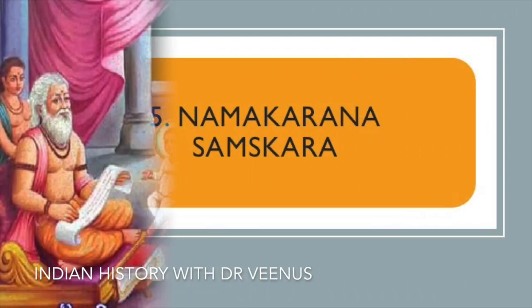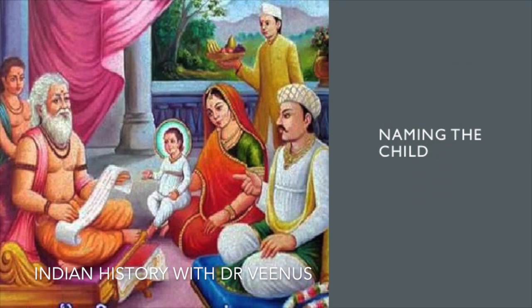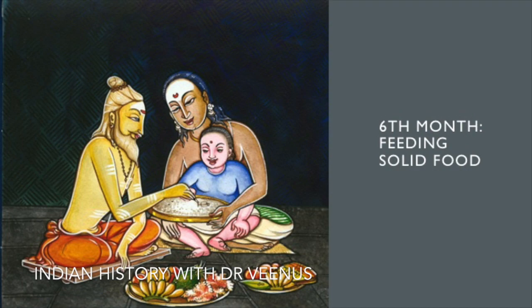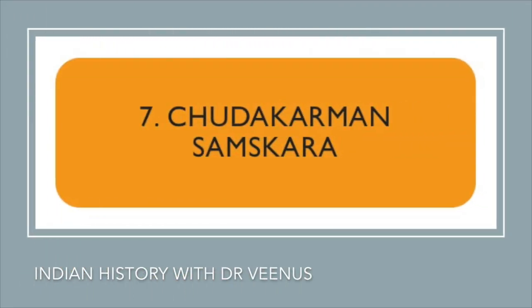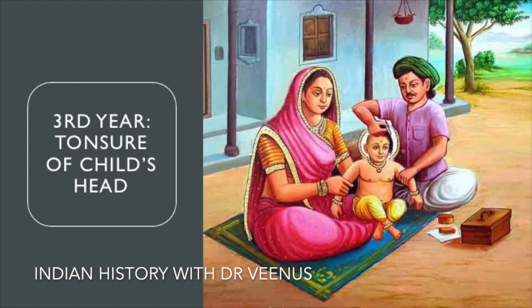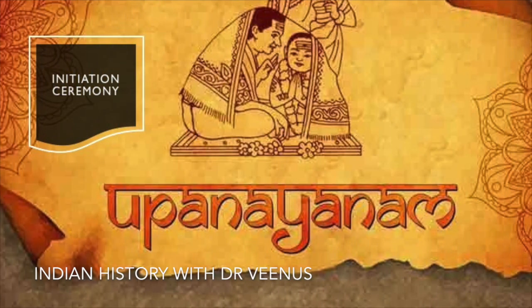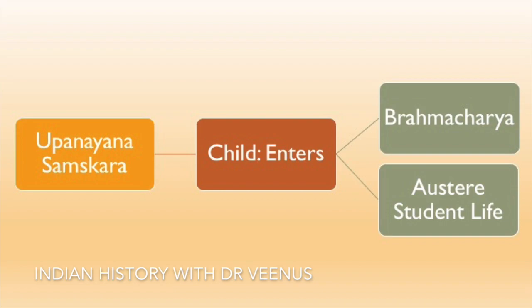Fifth, NAMAKARANA Sanskar. It is a ceremony of naming the child. Sixth is ANNAPRASANA. The first feeding of the child with solid food in the 6th month is known as ANNAPRASANA Sanskar. Seventh, CHUDAKARMAN Sanskar. The tonsure of the child's head in the 3rd year is known as CHUDAKARMAN Sanskar. Eighth, Upanayan Sanskar. This is the initiation ceremony. By this ceremony, the child enters upon the brahmacharya or the austere life of a student.